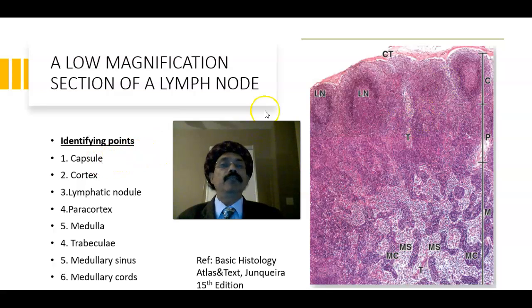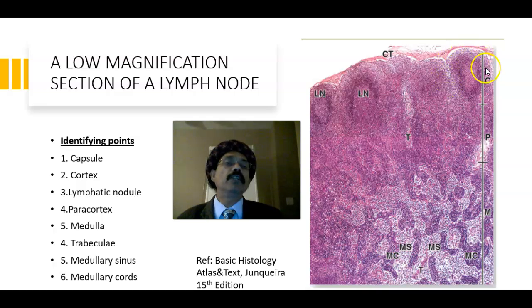So number one is the capsule. This is the connective tissue capsule. This is composed of dense, irregular connective tissue. This capsule covers the entire lymph node. Then we get the cortex. This part is the cortex.